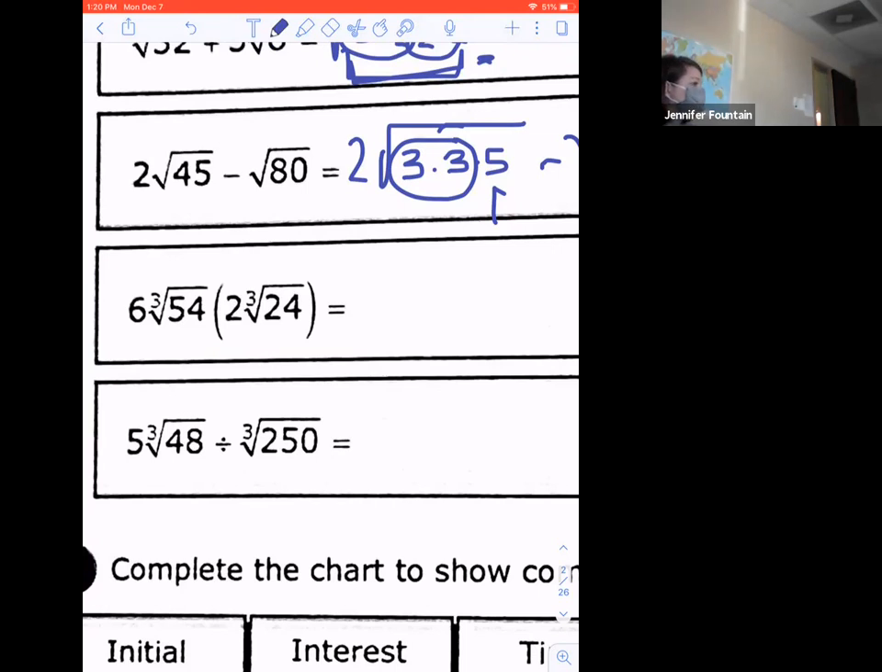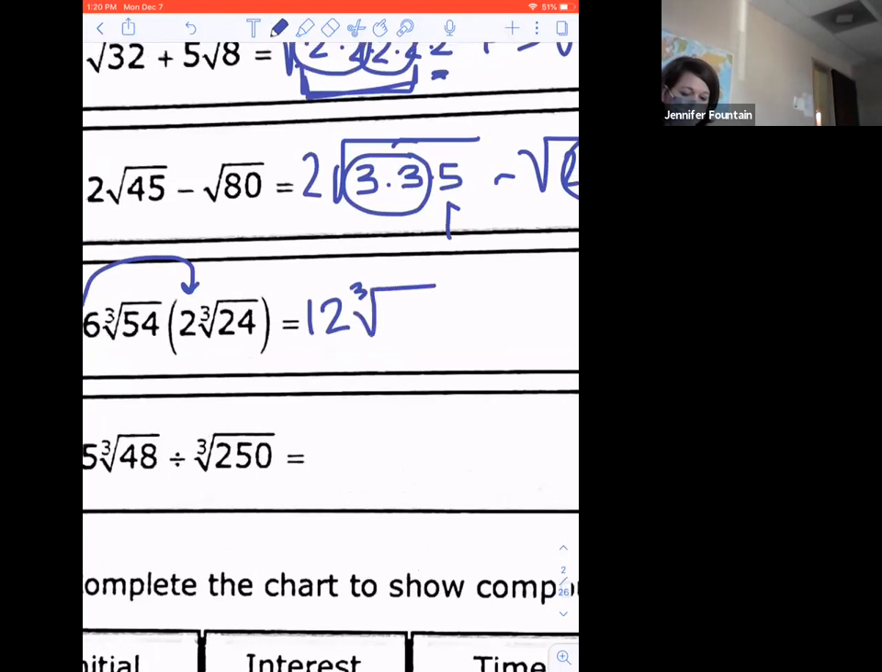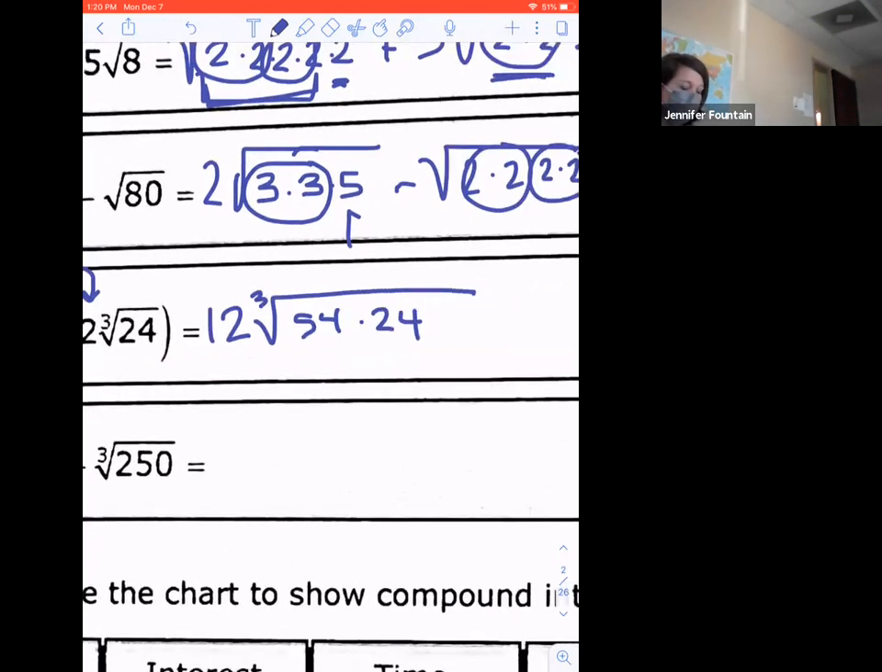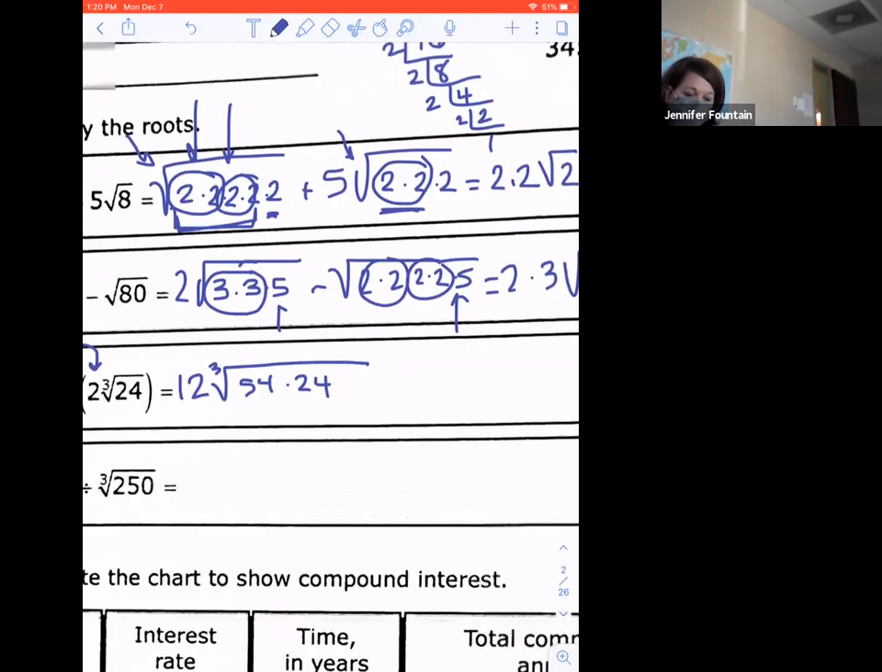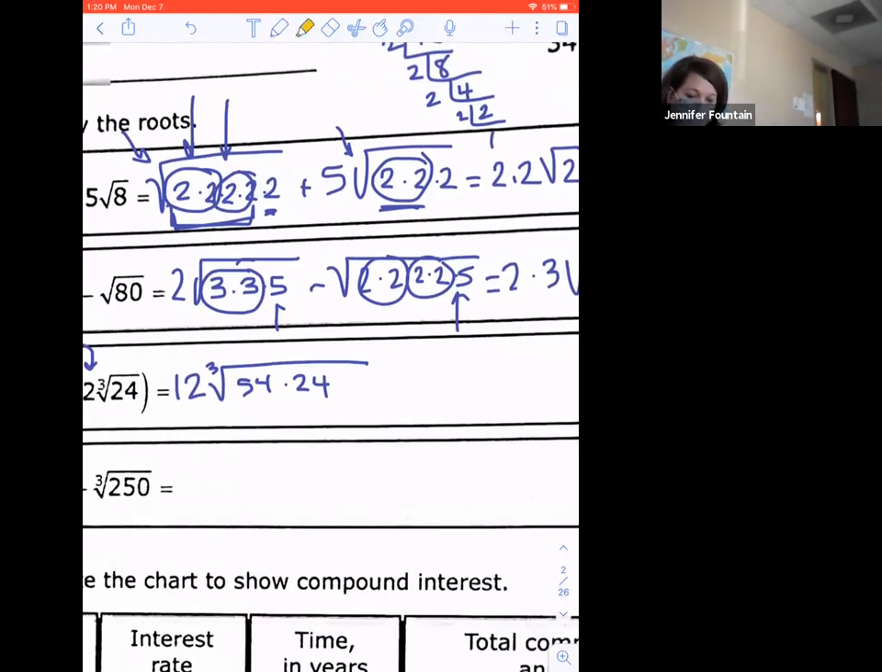So the first thing that I do when I multiply is I multiply my whole numbers. So 6 times 2 is 12. And then now this one, I have the cubed root. So what I'm going to do is under the cube, under my radical, I'm going to put 54 times 24. I'm just going to write it out. But now I'm going to go ahead and break it down into prime factors, because I'm going to need to simplify.